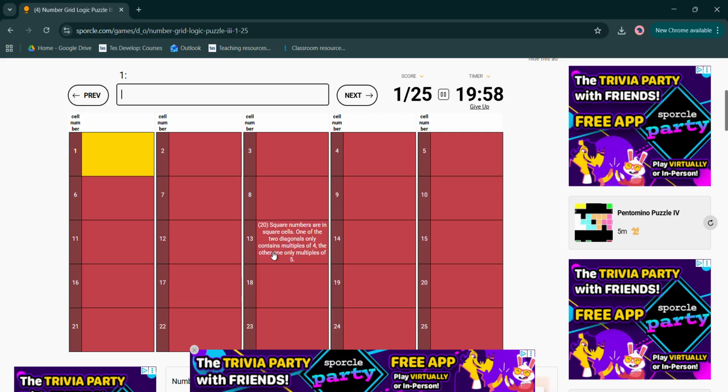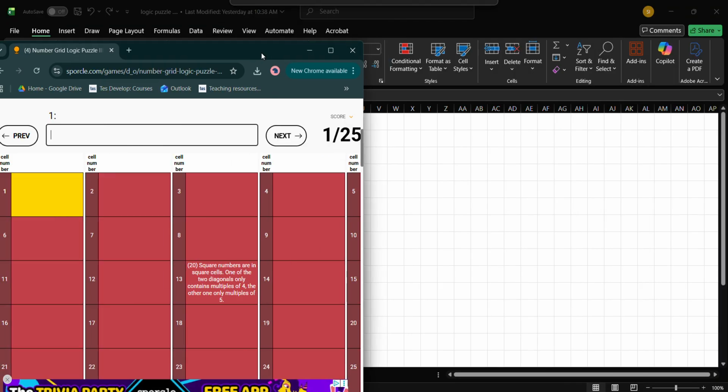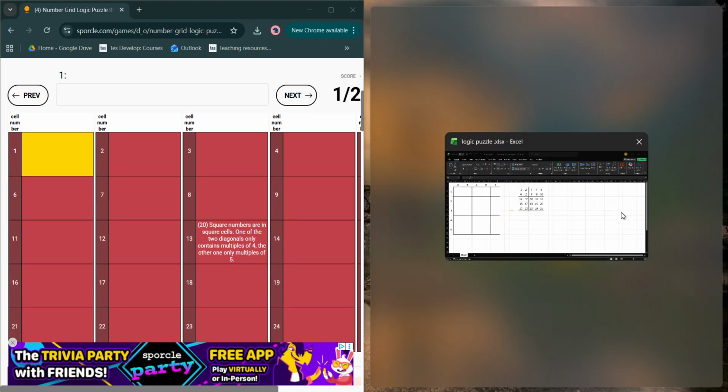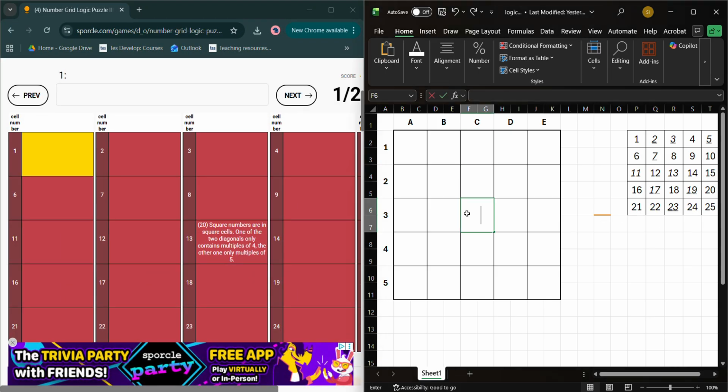So we've got 20 in the middle square, so I'm going to transfer that to my grid here. Number 20 in the center. And then it says square numbers are in square cells. Okay. So square numbers are in, I'm going to put square cells, and then I'll sort that out on mine in a minute.